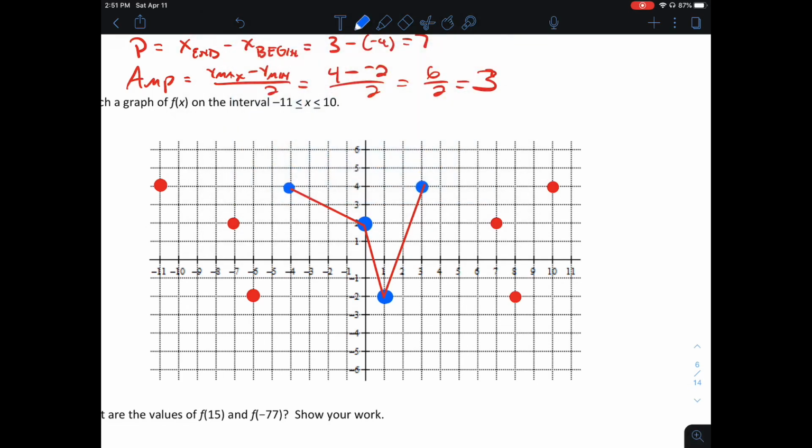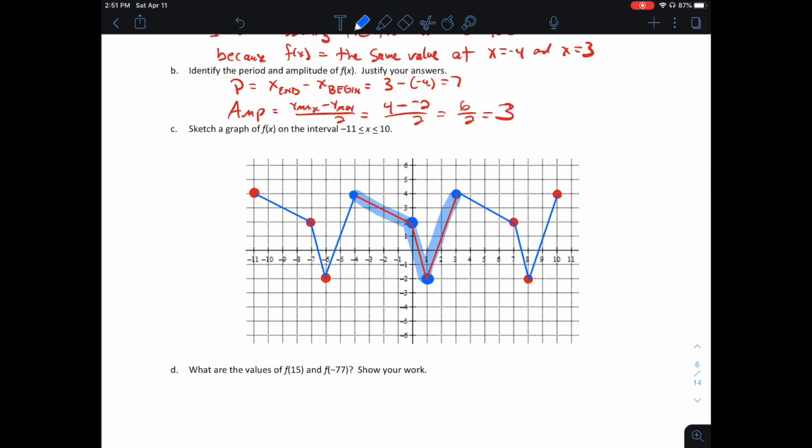If I connect these points, using a straight edge preferably, this should look the same as we continue. I'm just going to highlight this is one cycle.